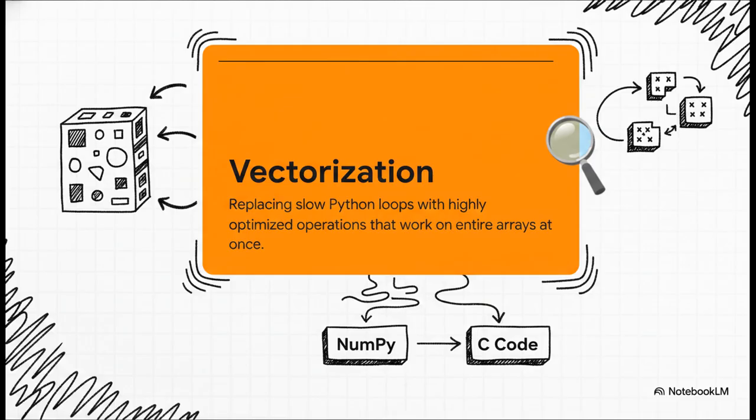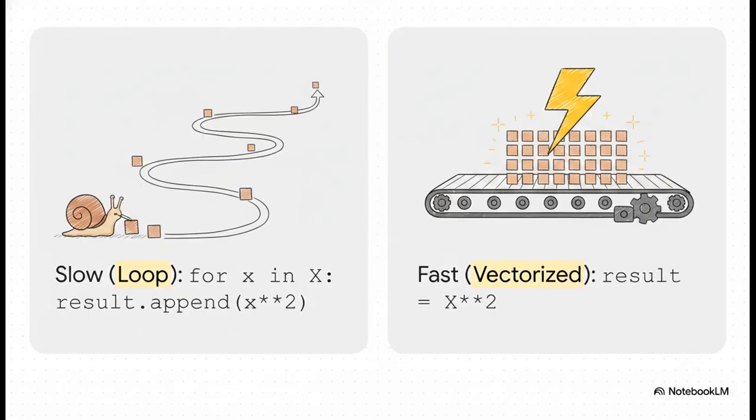Instead of telling Python, do this to the first thing, then the second thing, then the third, with a for loop, you just give it one single command to run on the entire array. What's happening under the hood is that libraries like NumPy are running this in super optimized, pre-compiled C code, which is just worlds faster. And this right here is the perfect picture of what I'm talking about.